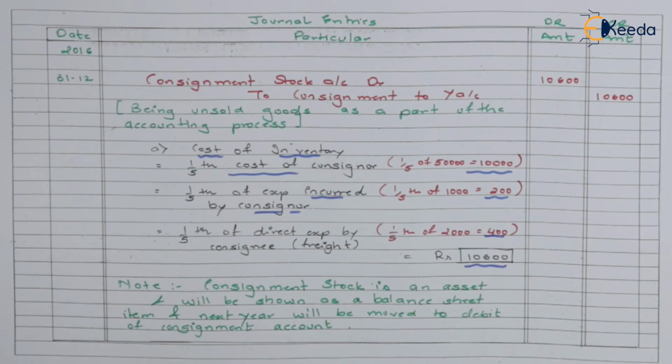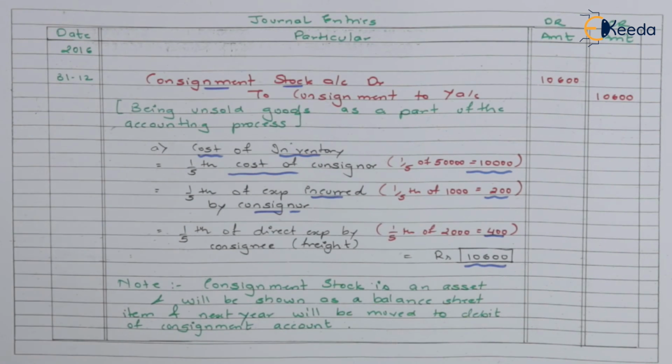Now this amount has to be shown as an entry here. Consignment stock will be debited because it is an asset for us, and simultaneously consignment to Y account will be credited because that is an unsold good which is being sent back to us. So 10,600 is the amount of the journal entry that we have passed here.